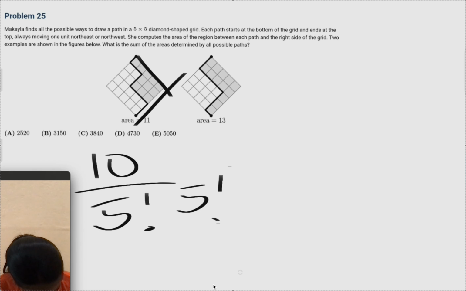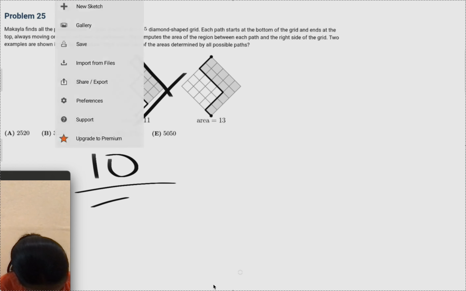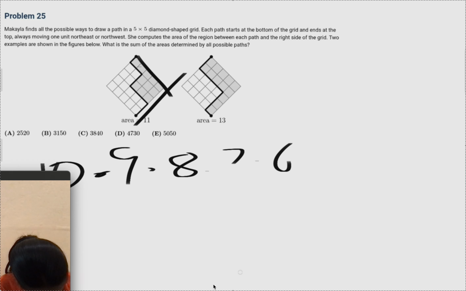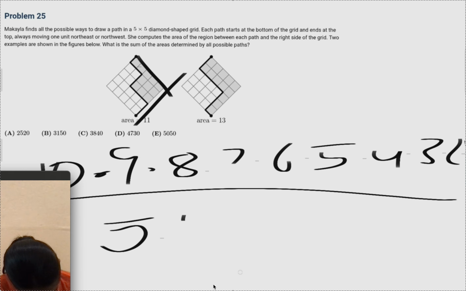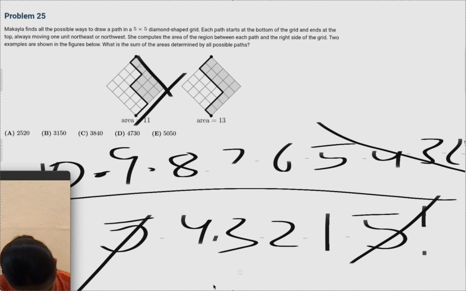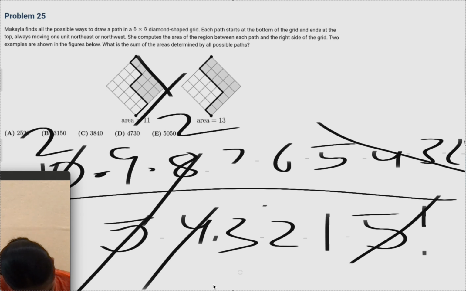And that gives us, that's 10 factorial. And that gives us 10 times 9 times 8 times 7 times 6 times 5 times 4 times 3 times 2 times 1 over 5 times 4 times 3 times 2 times 1 times 5 factorial. This can cancel out with these numbers, and this is 2.